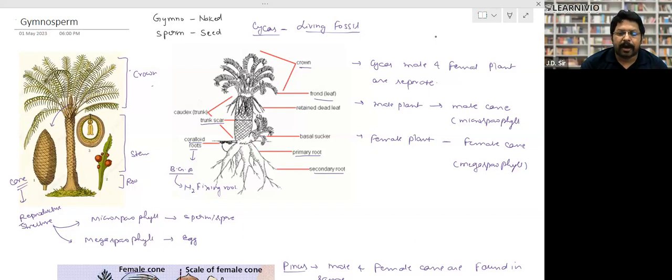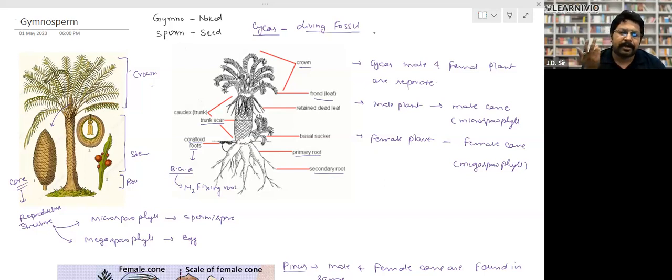There is one more plant that is called Ginkgo. Ginkgo is also a gymnosperm. I will spell it, Ginkgo. Ginkgo biloba. That is also a living fossil. One more animal which is a living fossil is the king crab. Why? Because they have not changed since the Jurassic time, right? There is no change in these plants and animals from the Jurassic time.